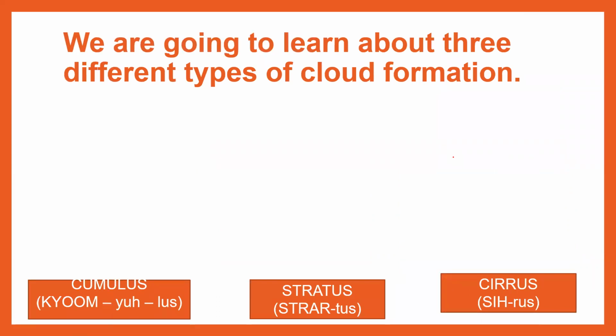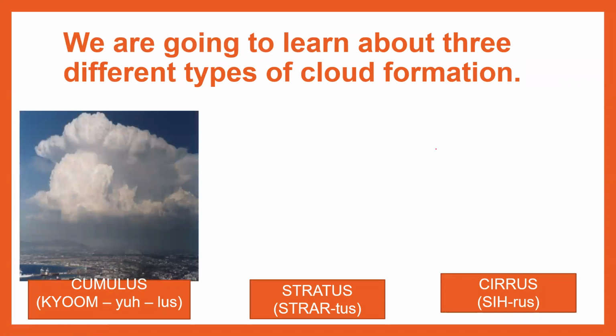So the 3 different types of clouds that we are going to be learning about. So there's 3 different types of cloud formations. We have cumulus. Let's do a my turn, your turn, and have a go at saying the word cumulus. A cumulus cloud looks like this. You can see it looks a bit puffy and fluffy.